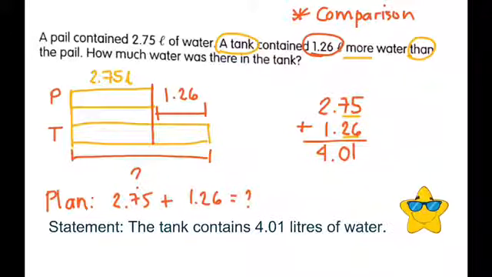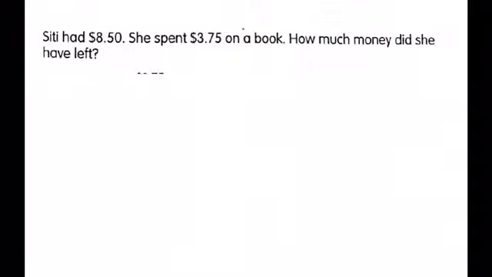You may also check the reasonableness of your answer by working backwards. So you may subtract 1.26 from 4.01. Now let's proceed to our next problem. I hope that you remember the steps that you would be needing as you solve the given word problem.